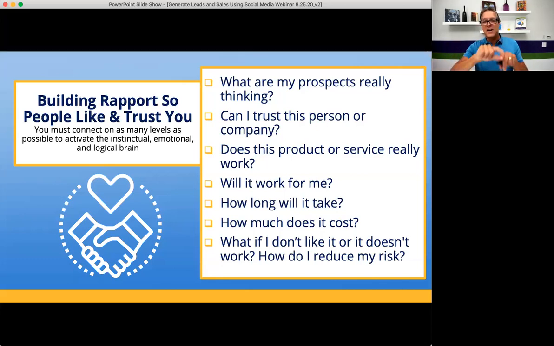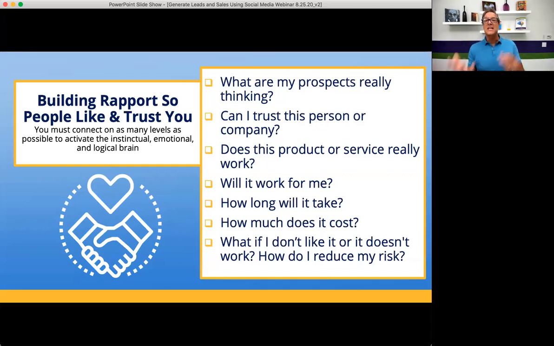Don't you wonder, how much will it cost? Don't you wonder, what if I don't like it or it doesn't work? How do I reduce my risk? Aren't these the things that you are thinking about in your head with, let's say, 80% of your decisions? Well, if you're thinking about these things, does it make sense that other people are also? And does it make sense that if they are thinking these things, your job is to help answer those?